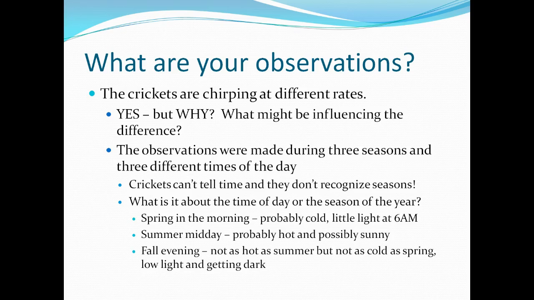For example, the first observation was spring in the morning. It was probably cold, and there probably wasn't much sunlight at 6 o'clock. The second observation was made midday in the summer. It was probably hot and possibly sunny. The third observation was made during a fall evening. Not as hot as summer, but not as cold as spring. And probably the light was low and it was getting dark. So there are some different aspects to these times that might explain why these crickets are chirping at different rates.